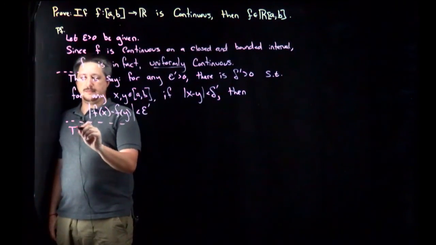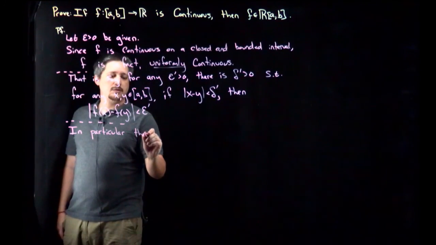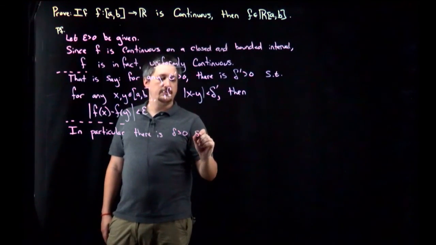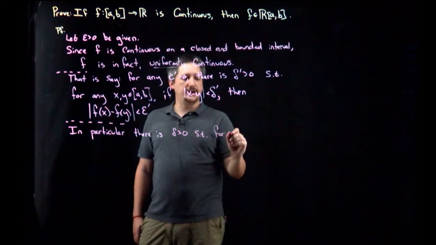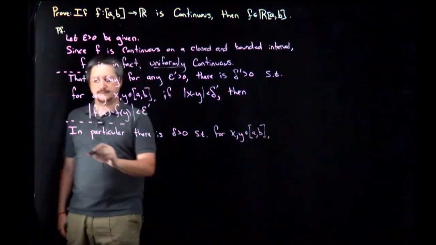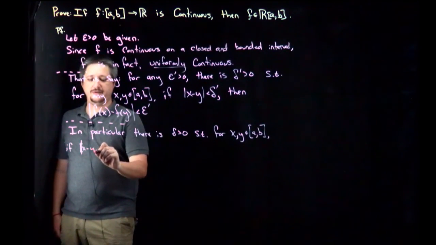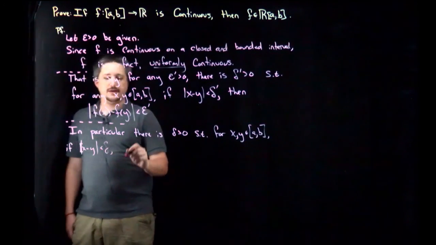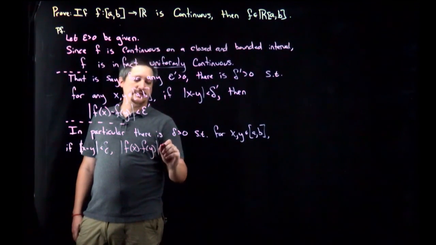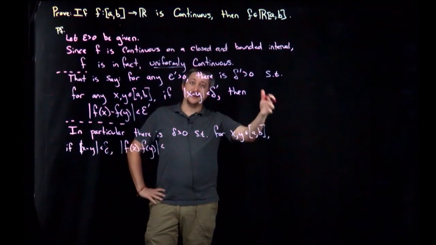So in particular, there is some delta greater than 0 such that for any x and y in [a, b], if x and y are within delta, then |f(x) - f(y)| is less than... And now this will seem to come out of thin air, but it's going to come out of thin air because I have already looked ahead and know what it needs to be.